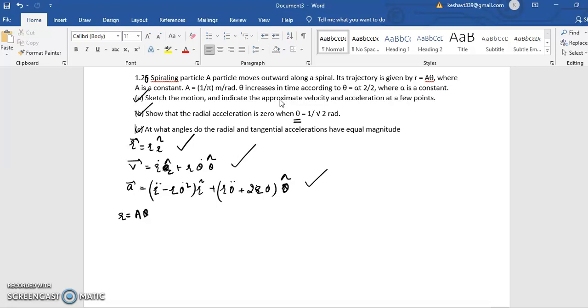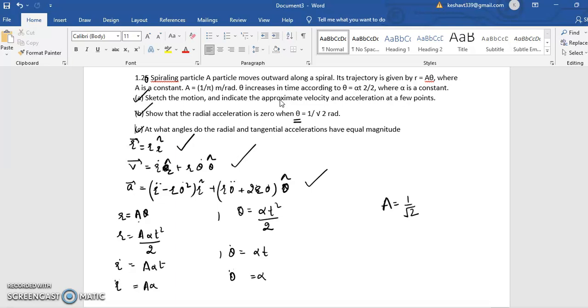Here, r, the magnitude of the position vector, is given as a theta, where a is 1 by root 2, and theta here is alpha t square divided by 2. If I plug in the value of theta in r, I will get a alpha t square divided by 2. Our r dot will be a alpha t, and r double dot will be a alpha. Similarly, theta dot will be alpha t, and theta double dot will be alpha.